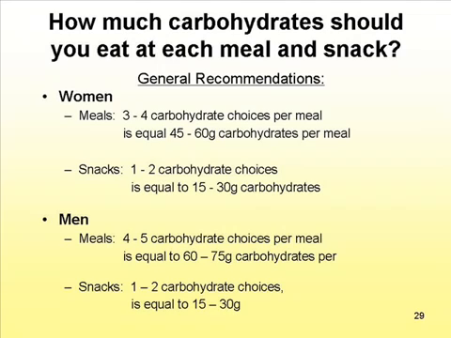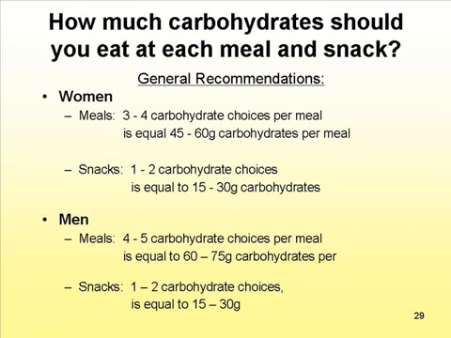If you're having foods that increase your blood glucose, those carbohydrates, the general recommendation is for women 3 to 4 carbohydrate choices per meal. So that's about equal to 45 to 60 grams of carbohydrates per meal, either at breakfast, lunch, or at supper time. And then 3 carbohydrate choices of cooked rice, so 1 cup, 1 small fist. For snacks, 1 to 2 carbohydrate choices.